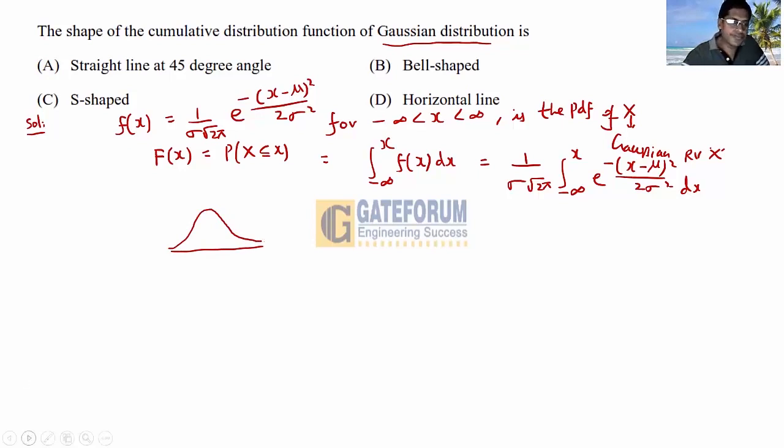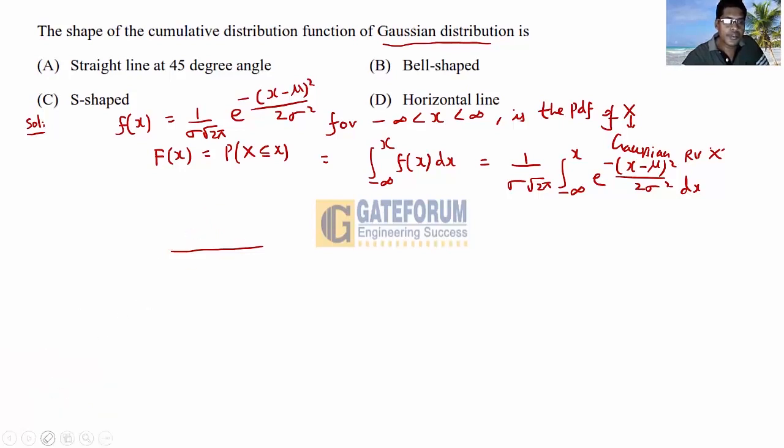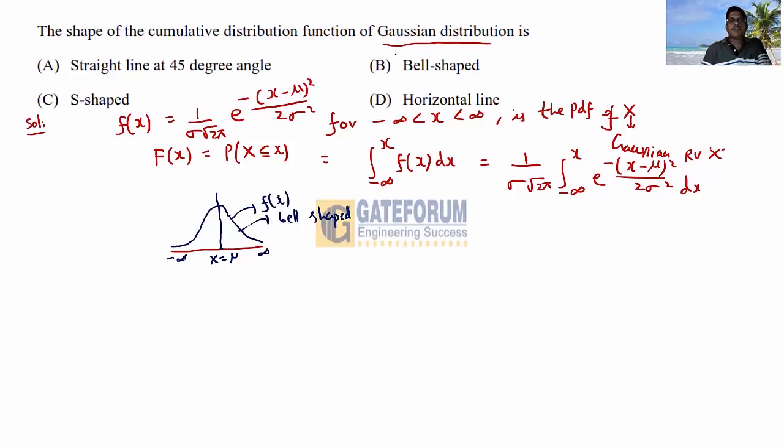Just a minute. I will draw in blue color. So this is minus infinity to infinity, symmetrical about x equal to mu. This is a bell-shaped curve, f of x, bell shaped. Accordingly, the option is B. This is the end of the question.